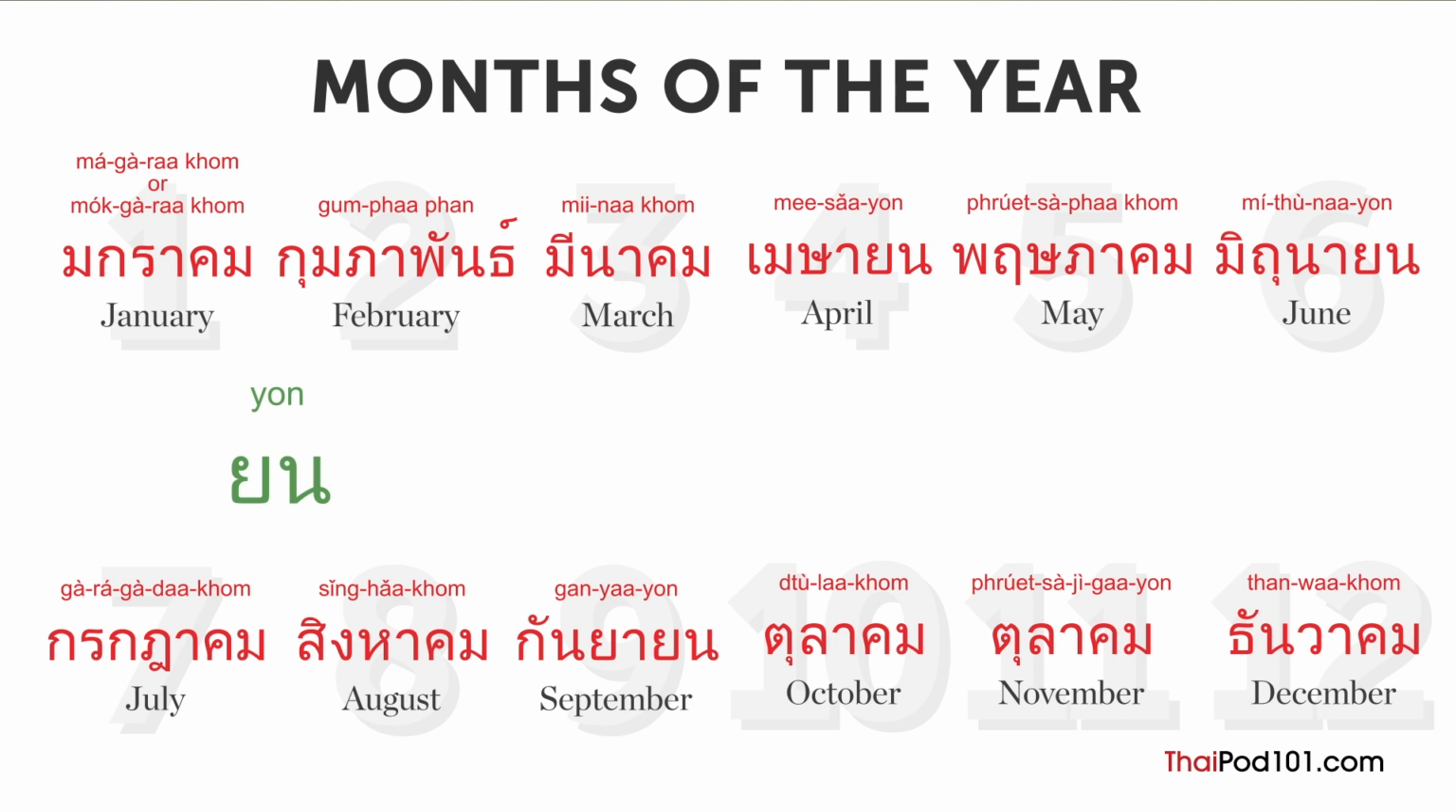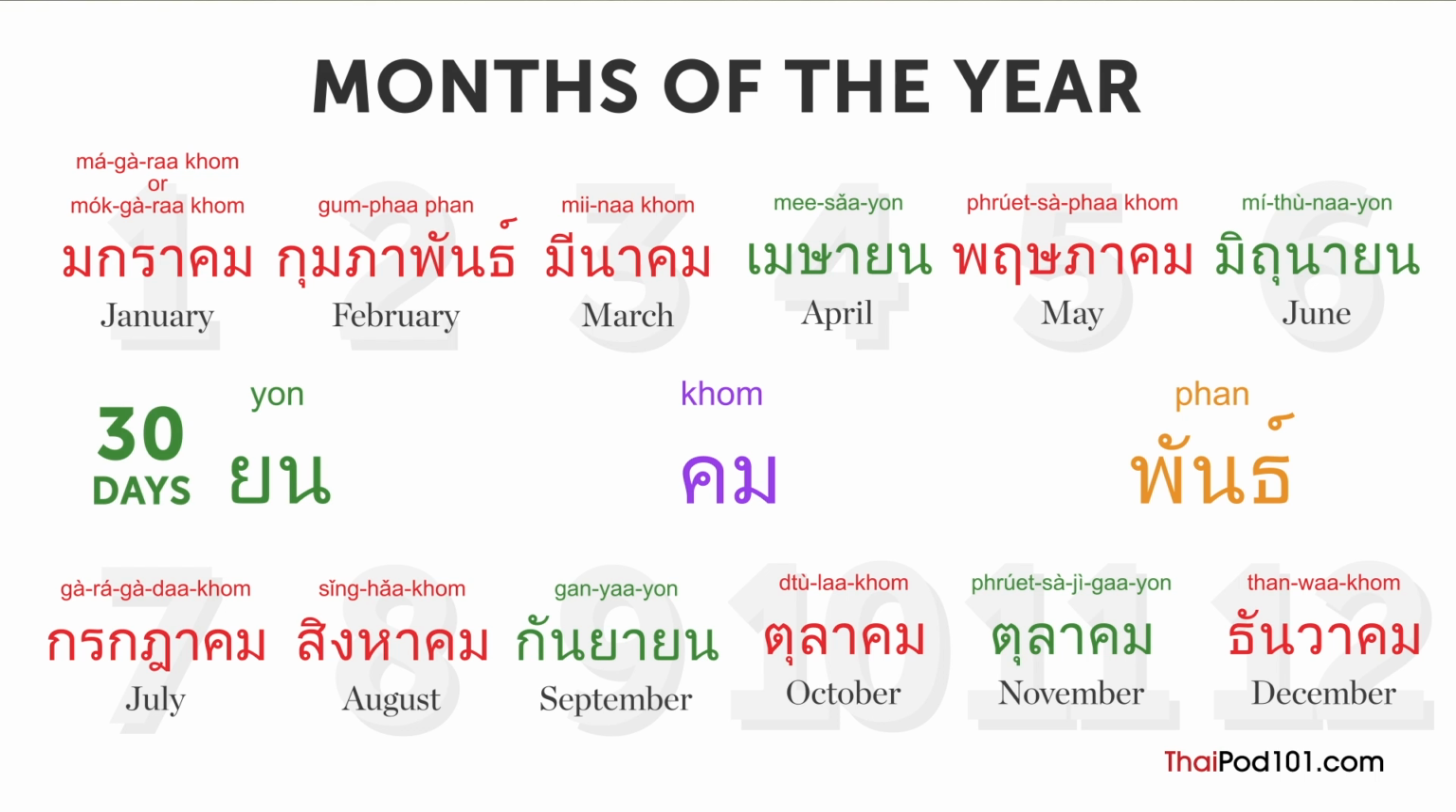Notice how the months end with ยน, คม, or พันธ์. This was done on purpose. We use this to suggest the number of days in the month. If the month ends with ยน then the month has 30 days. If it ends with คม, it's 31 days. And lastly, พันธ์ is for February alone and is a unique month with less than 30 days.